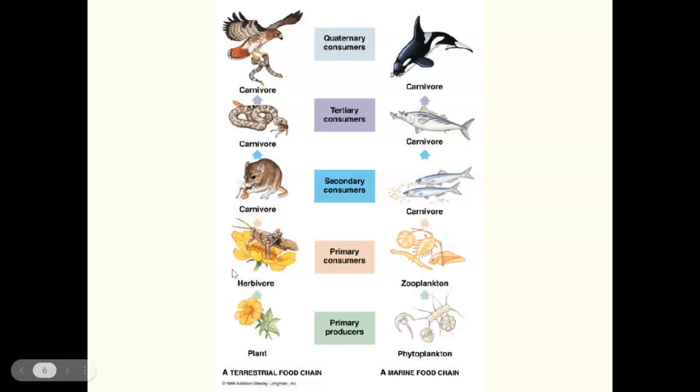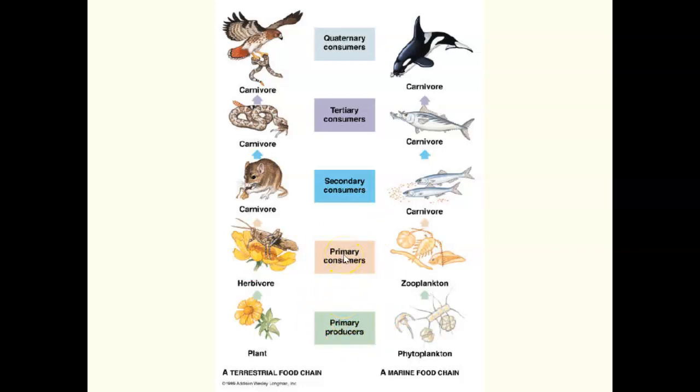So it's really important that you always have your arrows pointing in the direction that energy is being transferred to. And then on the right, we have a marine food chain. So moving up the levels, you can see they're all named here. We're starting with our primary producers. They produce their own energy.